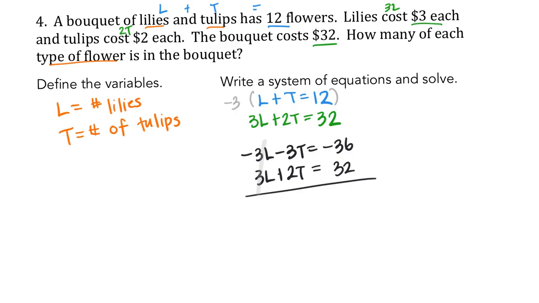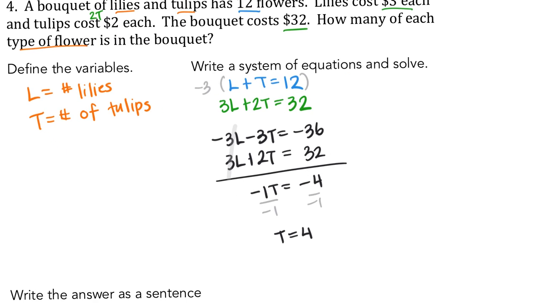Be careful on your signs. This is -1T, -4. If I canceled the T's, I wouldn't have gotten the negative here. Okay, it's okay to have a negative here, but for my final answer, I should get positive. So I got T as 4, which seems reasonable because it's positive and it's not a decimal for the number of tulips. Okay, and then you can plug it in either equation.